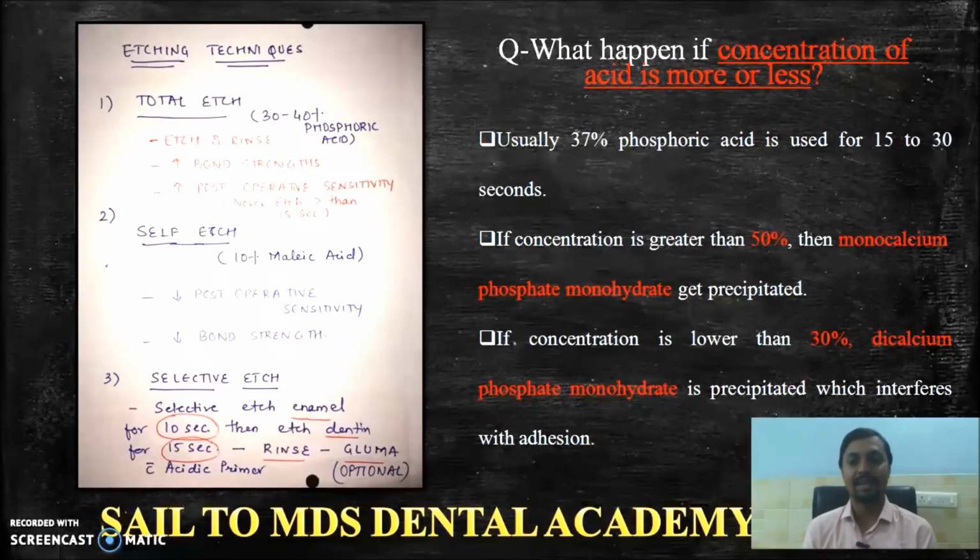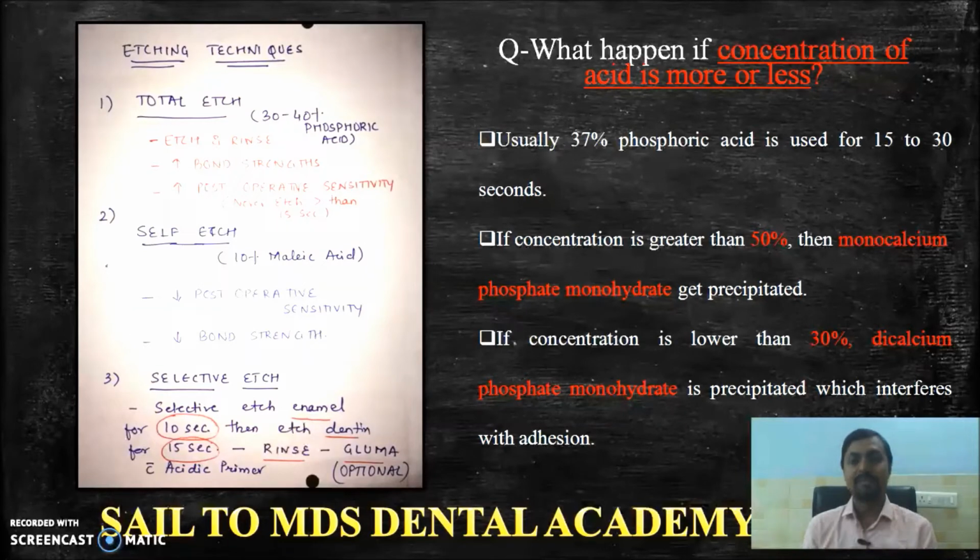There are 3 etching techniques. The first is total etch. In that 30 to 40% phosphoric acid is used. Okay. And then rinsing is done. The advantage of this technique is increased bond strength to both enamel and dentin. But the disadvantage is post-operative sensitivity.